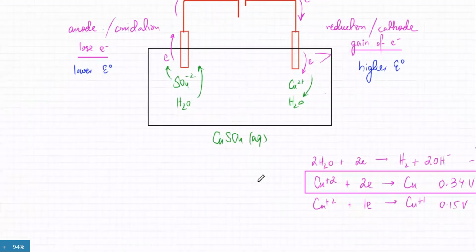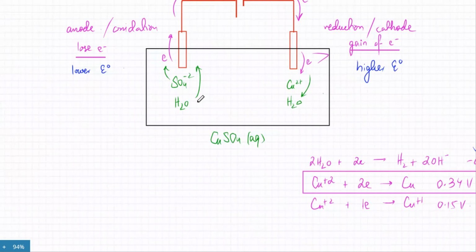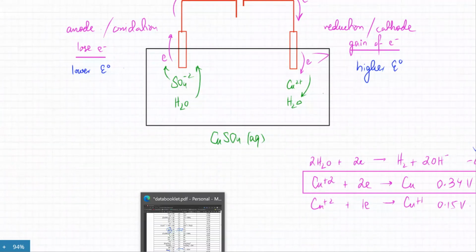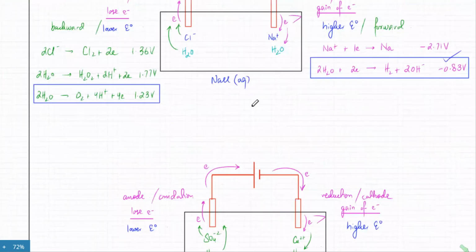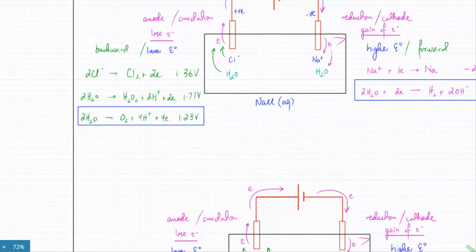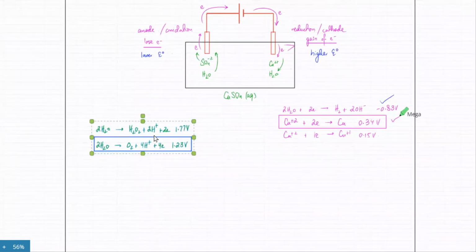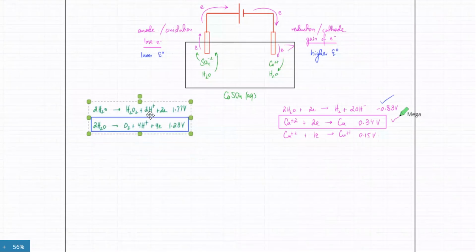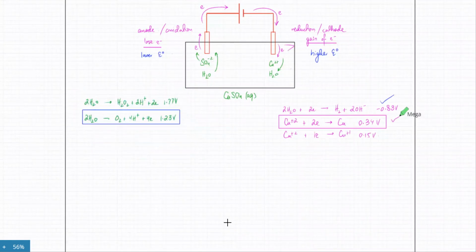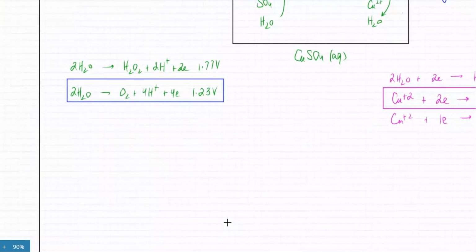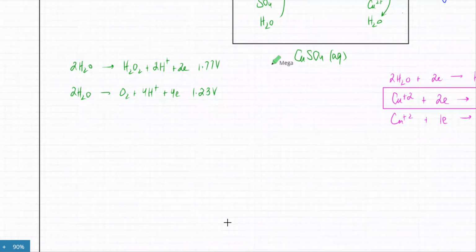Now, on the other side, you're looking for equations where water is losing electrons or SO4 minus 2 is losing electrons. So for water, we have the same equation. I'll just copy the same equations for water losing electrons. These are the two equations for water. At the moment, I haven't selected this one, so I'll just remove that.